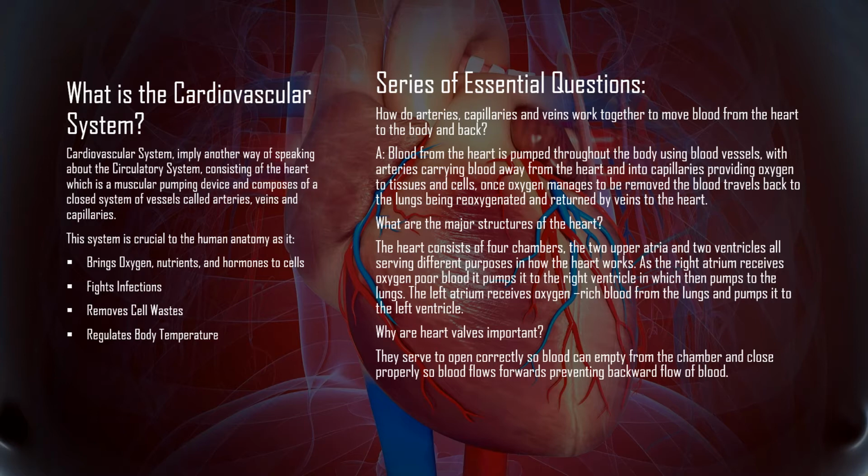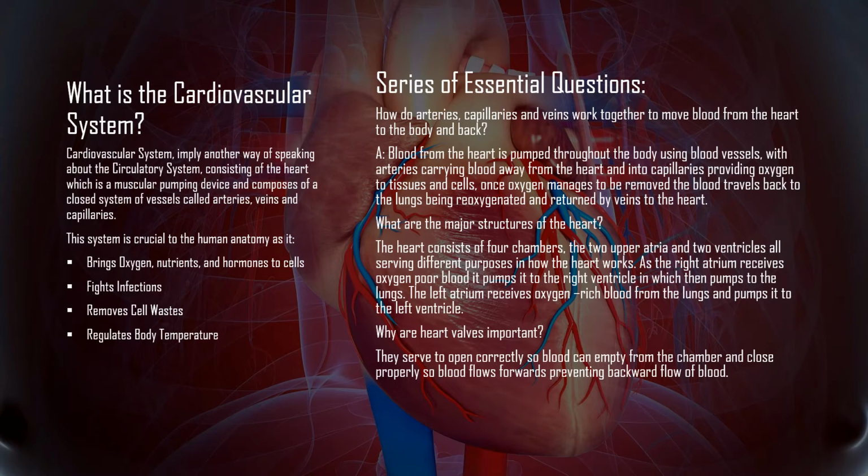It consists of the heart, which is a muscular pumping device, and a closed system of vessels called arteries, veins, and capillaries. The system is crucial to human anatomy as it brings oxygen, nutrients, and hormones to the cells. It also helps fight infections, helps remove cell waste, and regulates body temperature.